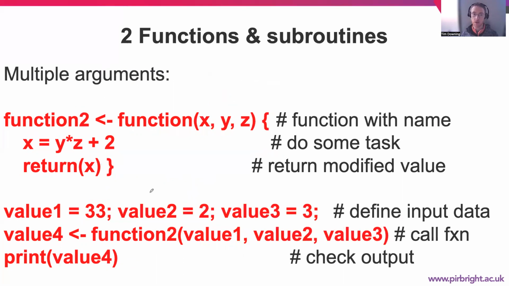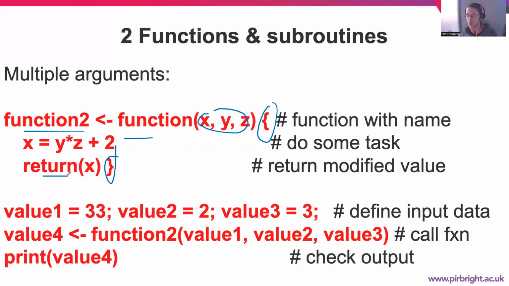Another example of a function is one that takes in 3 arguments, x, y, and z. This is a function with a name. We're going to call it function 2. It's set up similar to before, with curly brackets at the start and curly brackets at the end. It does some trivial code in there just to give you an indication, and then returns it.